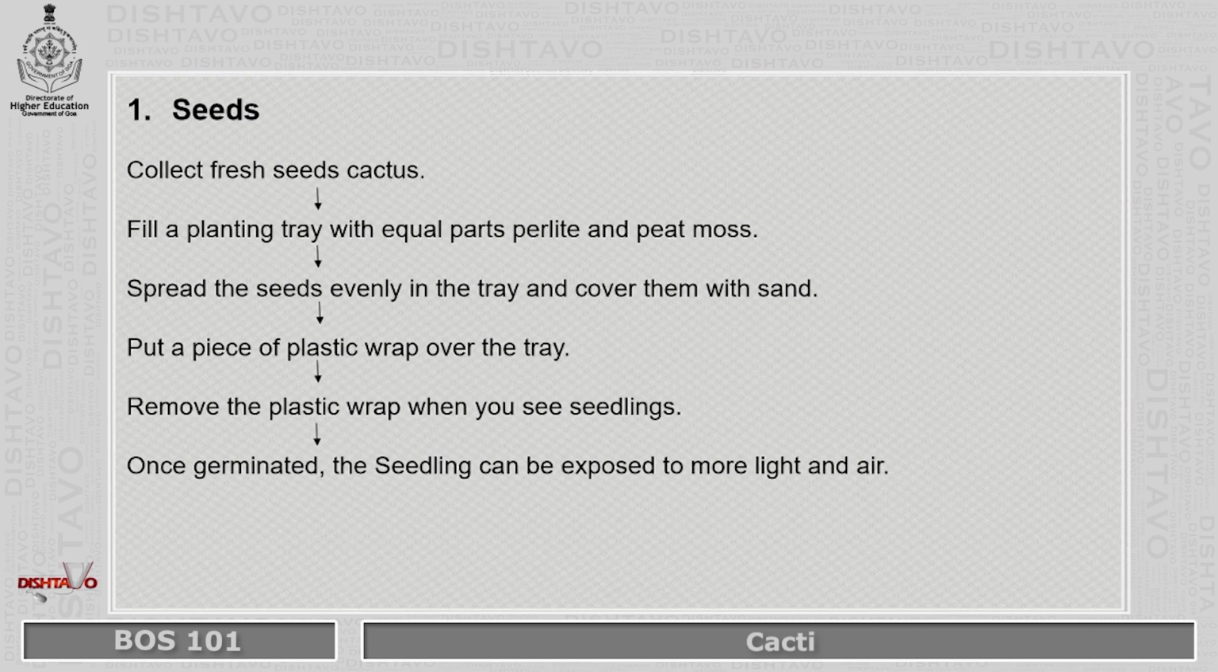Now it is necessary to maintain a humid atmosphere for the seeds to germinate. So the best way to maintain humidity is by covering the planting tray with plastic wrap or a glass sheet. Remove the plastic wrap when you see the seedlings. Once germinated, the seedlings can be exposed to more light and air.